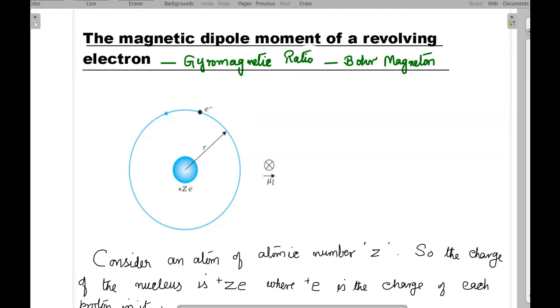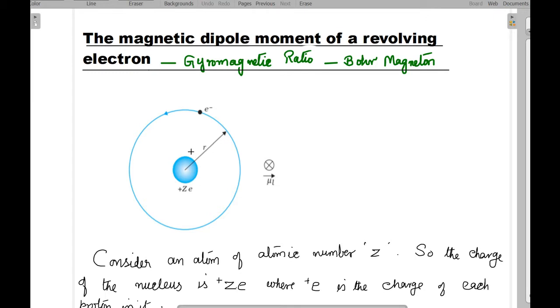The magnetic dipole moment of a revolving electron, gyromagnetic ratio and Bohr magneton. Consider an atom with atomic number Z. It consists of Z number of protons and Z number of electrons. Let us consider an electron of charge e minus, which is revolving around the nucleus in an orbit of radius r.